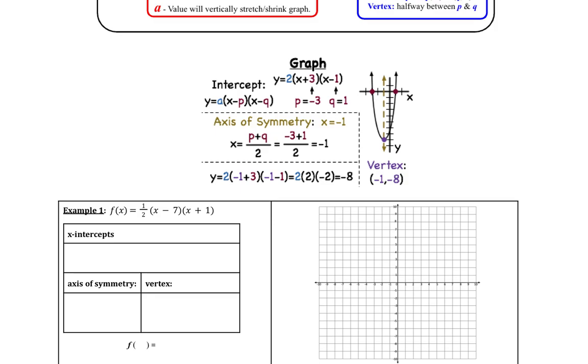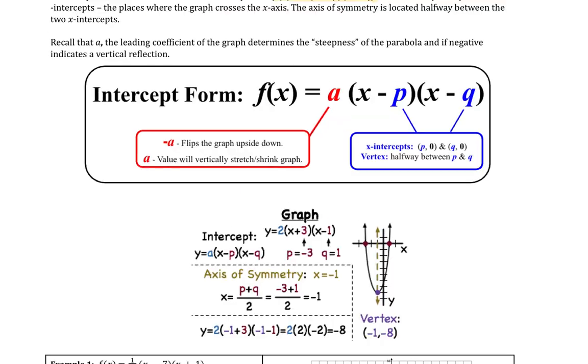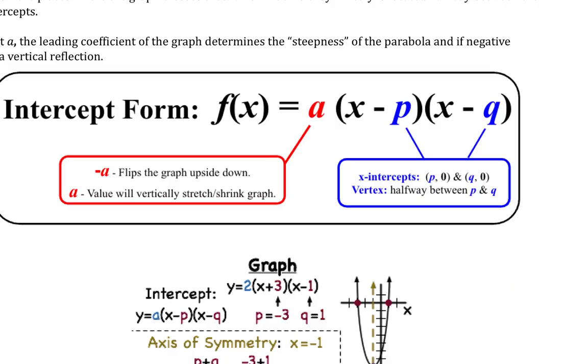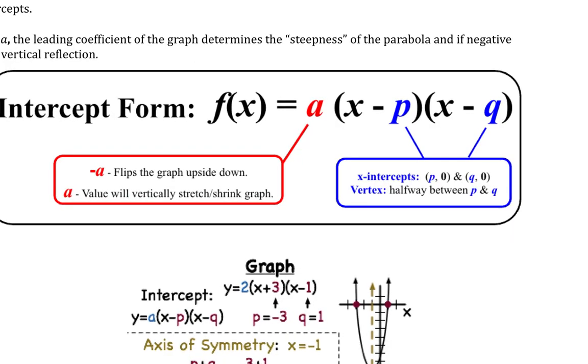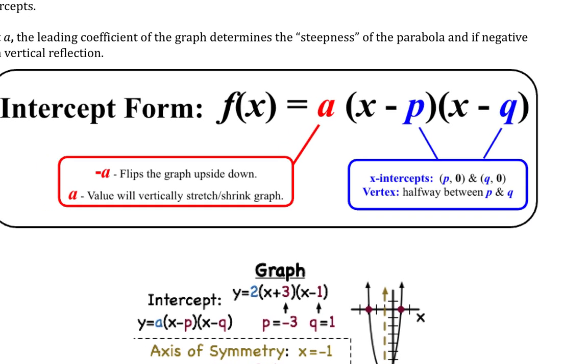I'm just going to jump right into an example. Oh, hold on. So you can see the intercept form there, right? A does the same thing. The x-intercepts are going to be at (p, 0) and (q, 0), right? It's the opposite of whatever the sign is, okay? And the vertex is going to be halfway between p and q. All right, here we go.